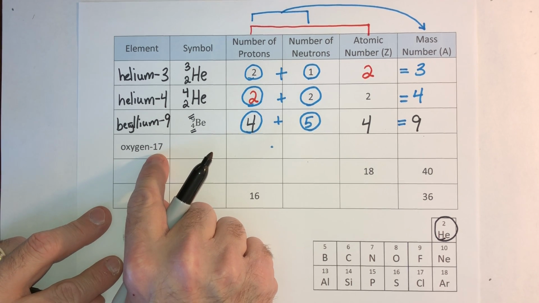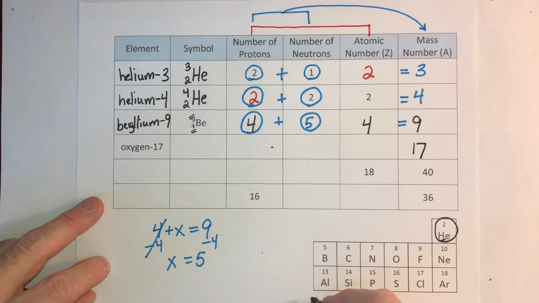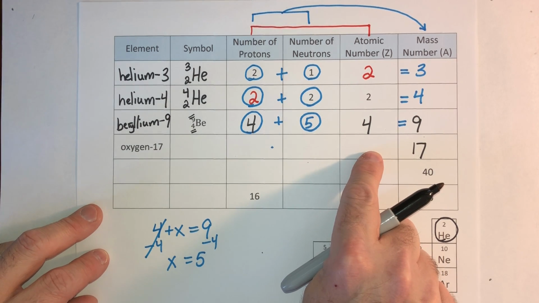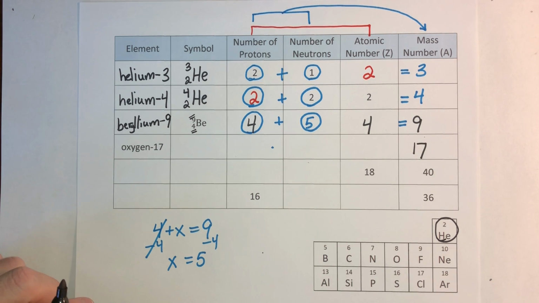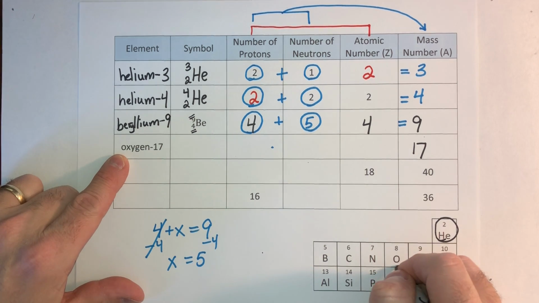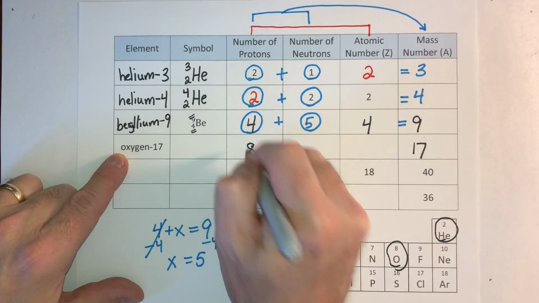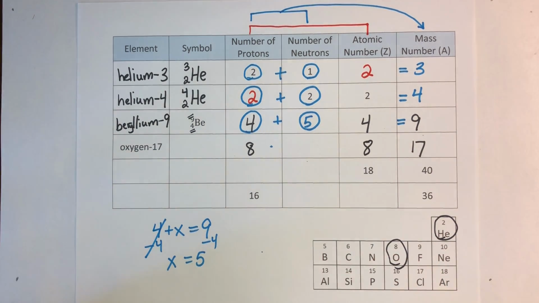The 17 at the end is your mass number, 17. Now, I need to know protons or I need to know atomic number, but this doesn't tell me either one. Except it does. Chemistry can be pretty sneaky. The minute I told you that this was oxygen, I was also secretly telling you the number of protons, right? Oxygen is element 8, so it would have 8 protons and therefore an atomic number of 8. Okay? You got to be careful.